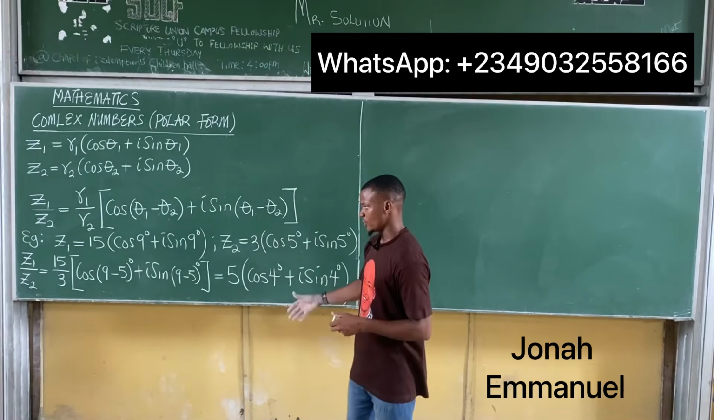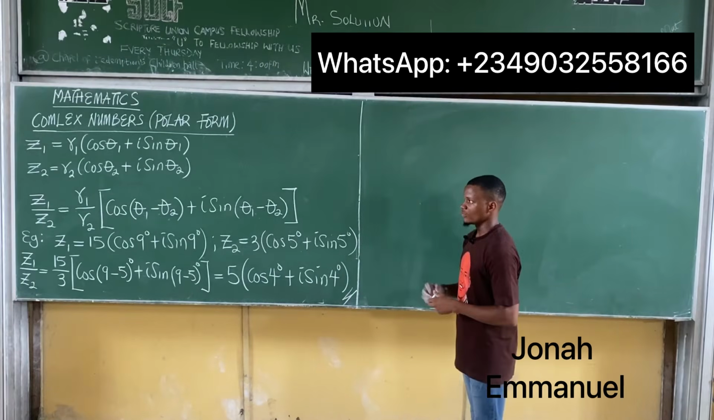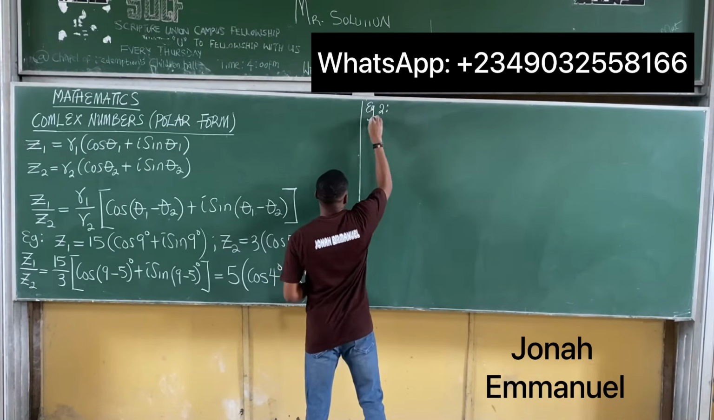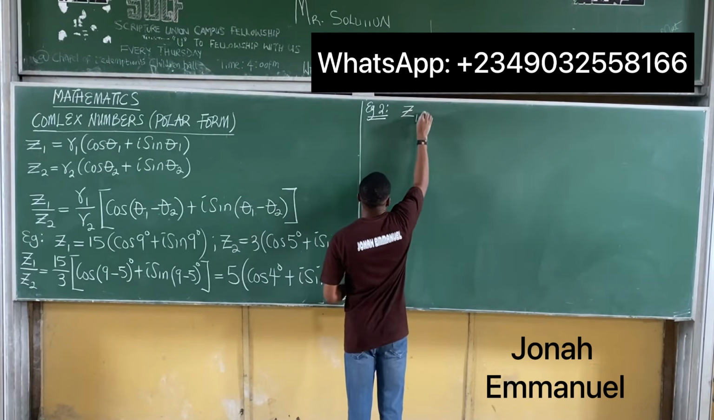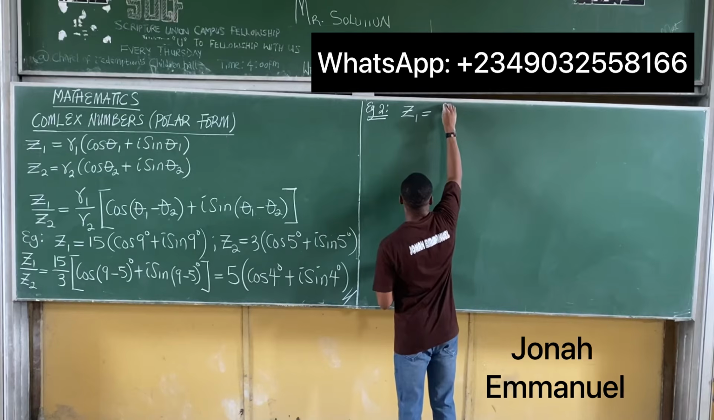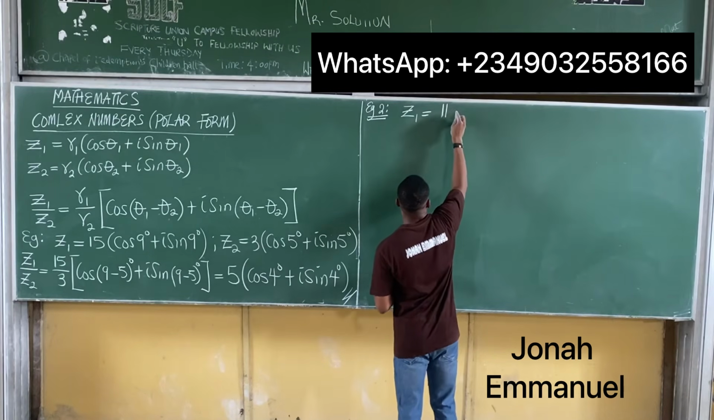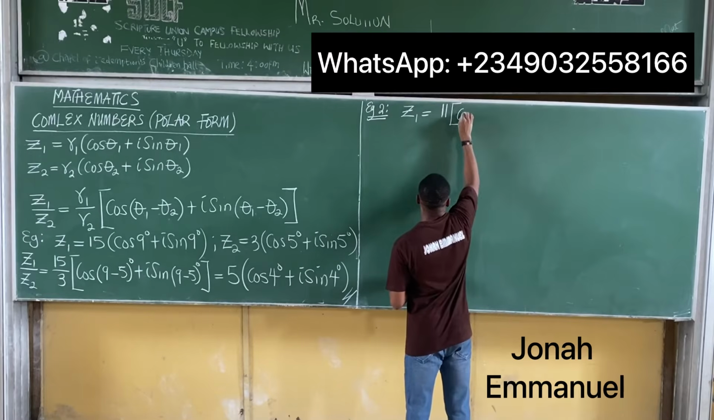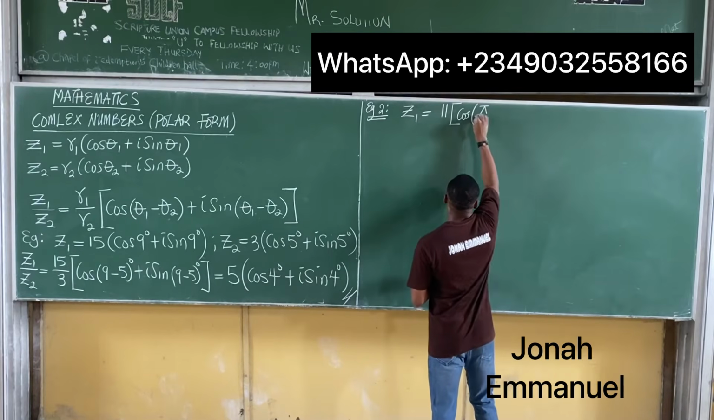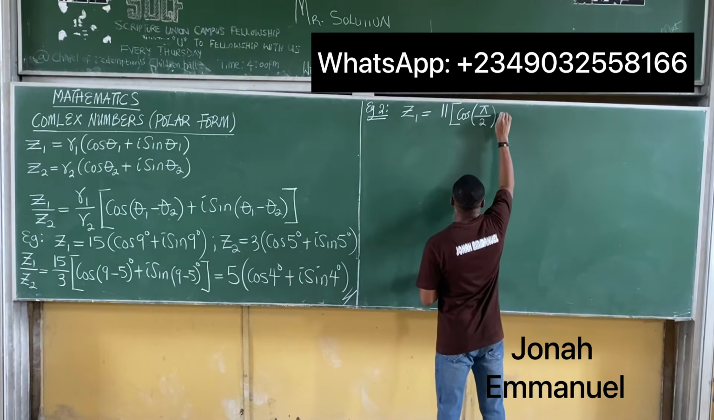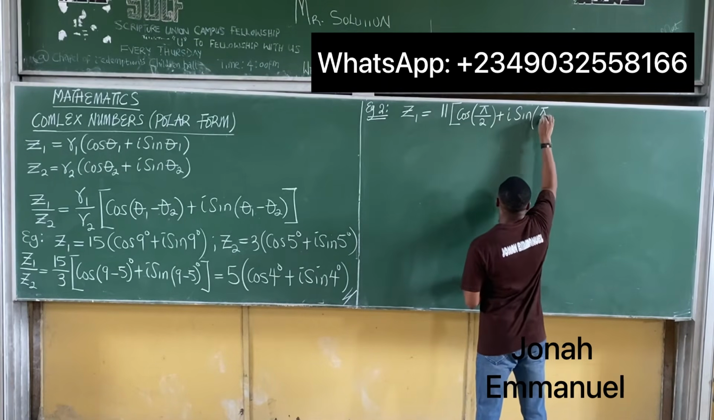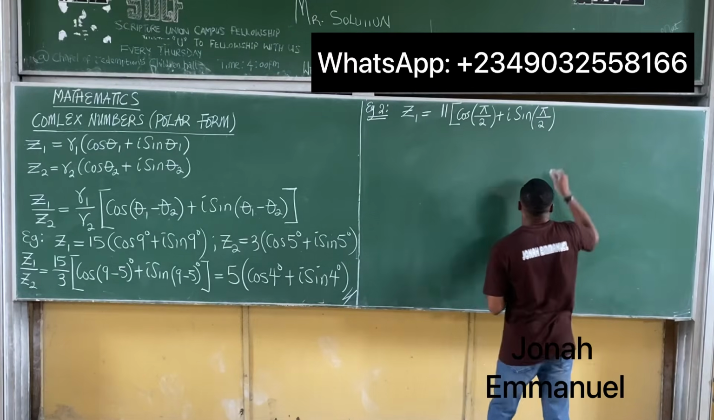Now this was working with degrees. Let's work with radians, and then we'll be done with this. So example 2. Let's say z1 is equal to 11 into (cos of pi over 2 plus i sine of pi over 2). So we have this as z1.